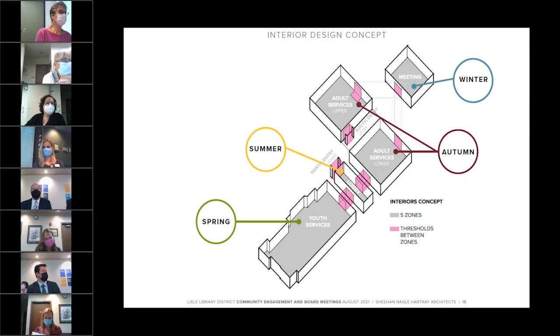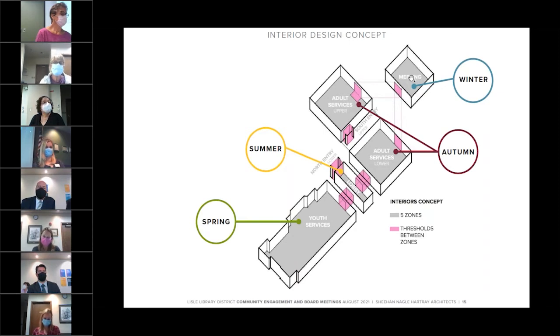And so in this case, we've divided the library into 4 sections that correspond to different seasons. The youth services area as spring, the entry lobby as summer, the adult services area, which is divided again between 2 floors as autumn, and then the meeting room wing we've identified with winter.